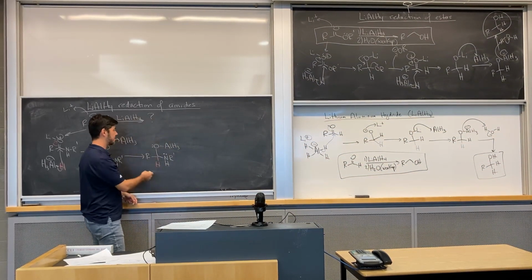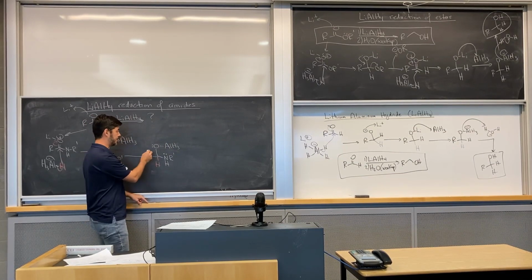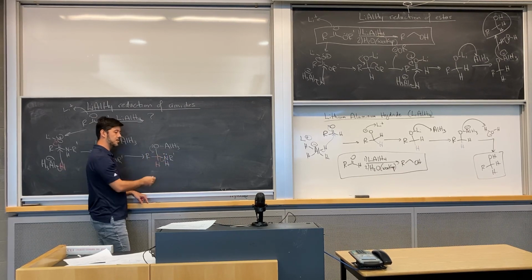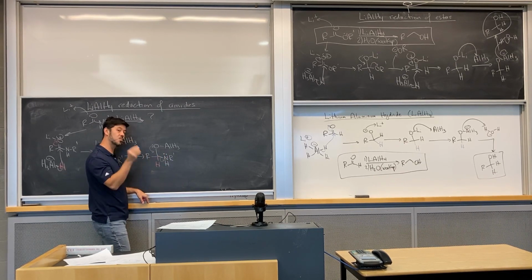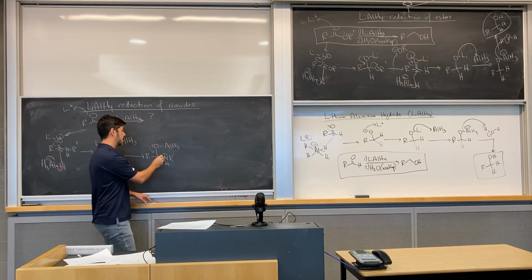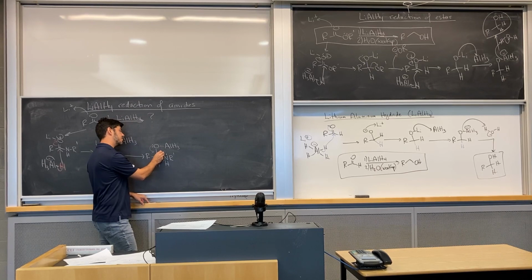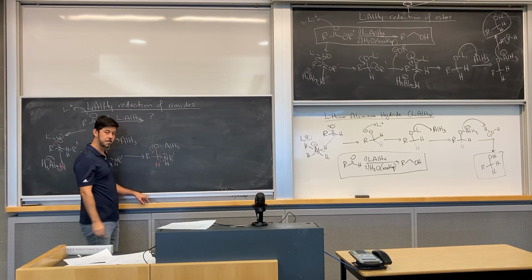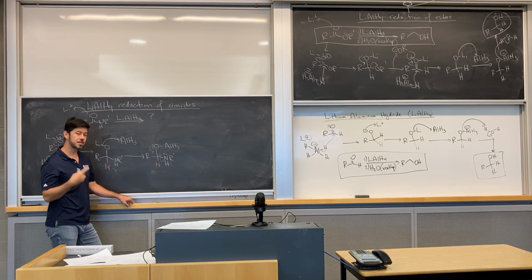But in this case here, we have two different things that could happen. You could have potentially the oxygen coming here and kicking this off as your leaving group to give the aldehyde. That's one scenario. Or another scenario is that actually the nitrogen donates electrons and this gets removed. So which one is it going to be? And how do we know?